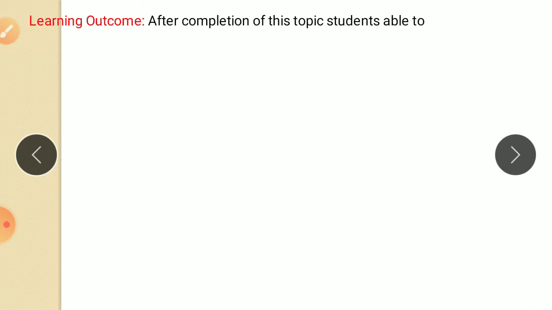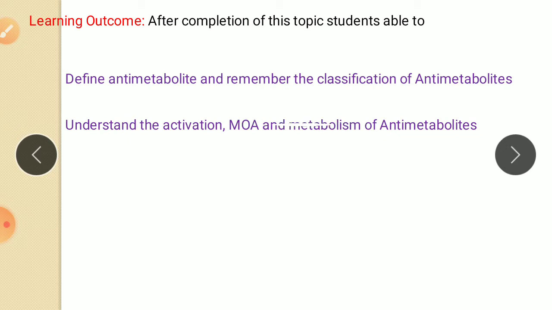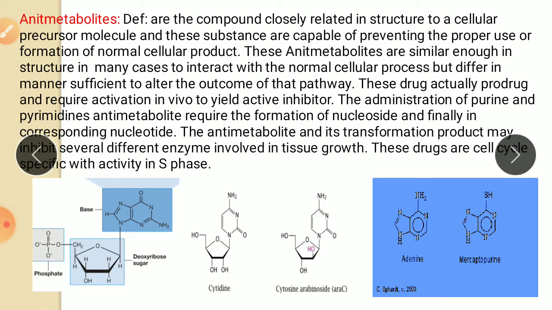Learning outcome: after completion of this topic, the student should be able to define antimetabolite and remember the classification of antimetabolite, and understand the activation, mechanism of action, and metabolism of antimetabolite. So what do you mean by antimetabolite?